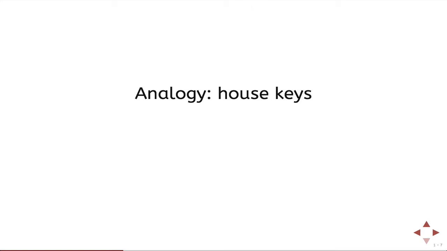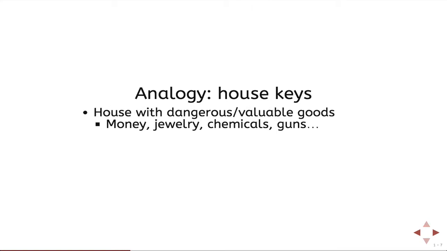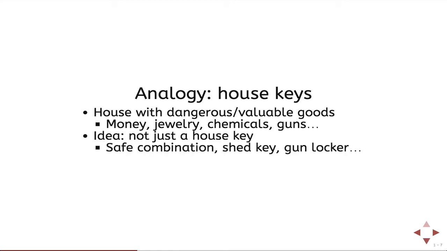Another analogy is house keys. Let's say that you have a house with some dangerous and or valuable goods, stuff like money, jewelry, chemicals, guns, then I would certainly hope that you protect those things separately. For example, if you have money and jewelry, you can put them in a safe. If you have chemicals, you can put them in a shed and then put a separate lock and key on the shed. And if you have guns, like a gun locker, right? So the idea is that you don't just have a house key, and then as soon as you're in the house, suddenly you have access to everything, because that's insecure. So you want more specific authorities.